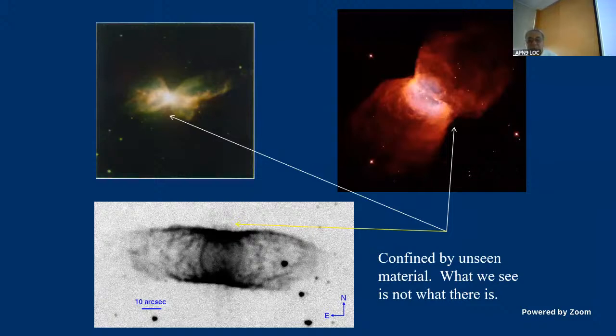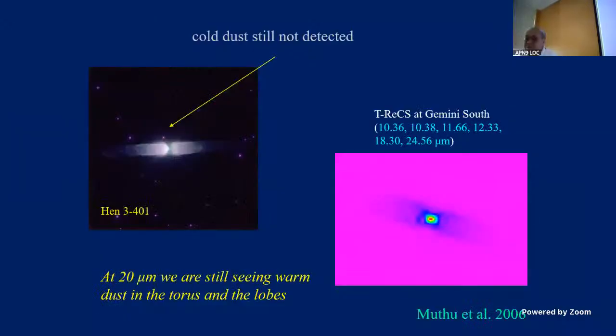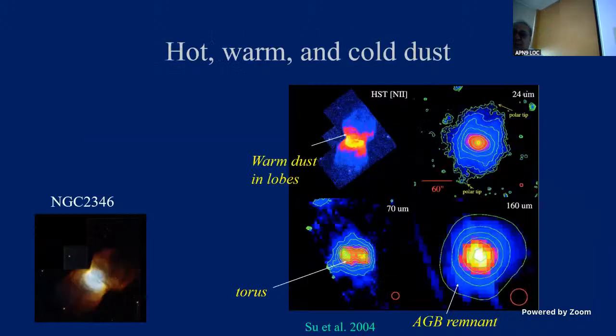Now, the key thing is that these big bright nebulae are actually confined by unseen matter. The unseen matter is not only in the torus, but also on the outside, because of the very sharp boundaries of the object. All these things have very sharp boundaries, meaning that they are really cavities. They are not avenues of mass ejection. They are all confined by external material, which can only be mapped in the far infrared.